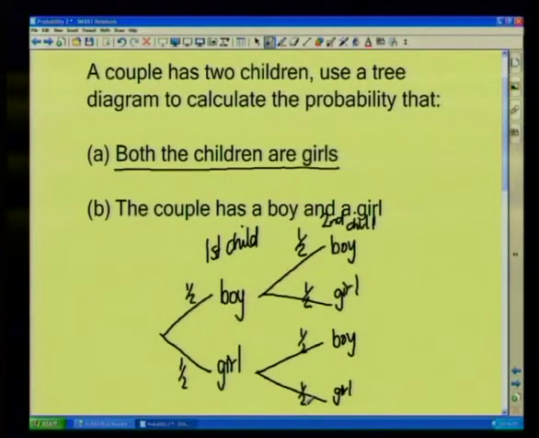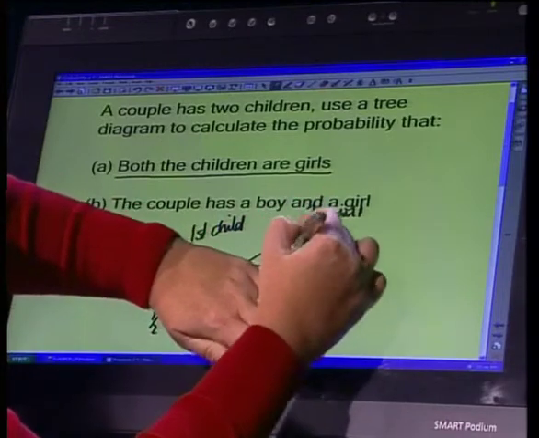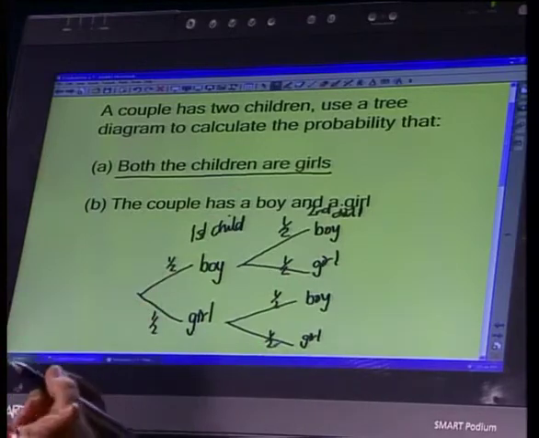And remember that each of these branches has to add up to a whole. So this section, these 2 add up to a whole. That section, those 2 have to add up to a whole. And this section, these 2 have to add up to a whole. So therefore you can actually see that you've got all the options you need to consider.